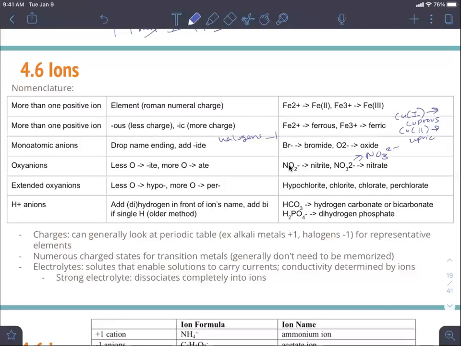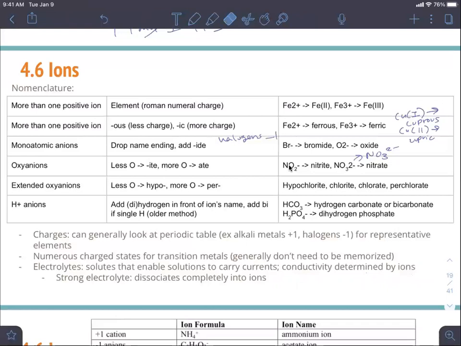Electrolytes operate along a spectrum. A strong electrolyte dissociates completely into ions. Say, table salt, NaCl. That dissociates completely into sodium and chloride ions, and so that would be a strong electrolyte. Weak electrolytes don't dissociate completely.